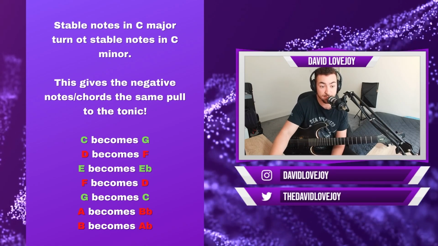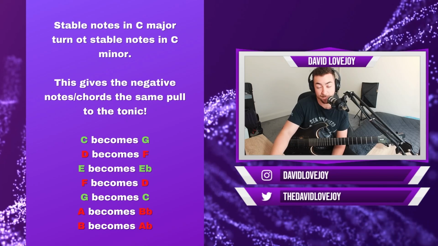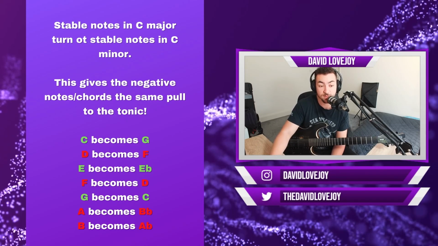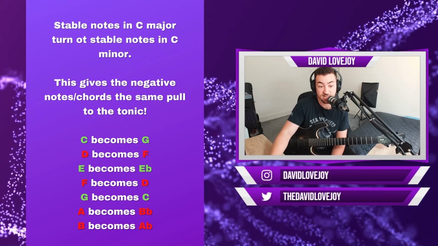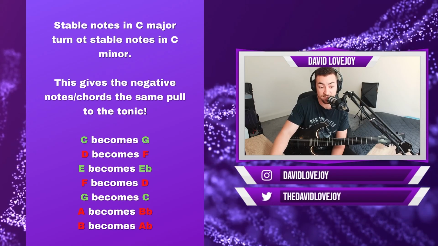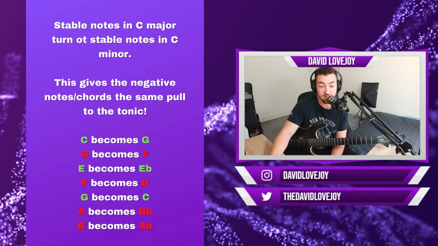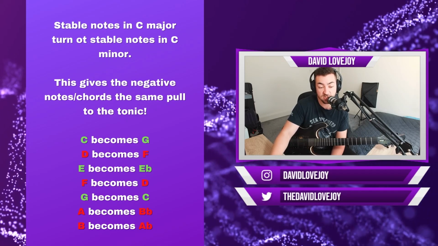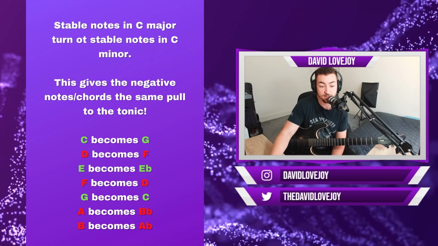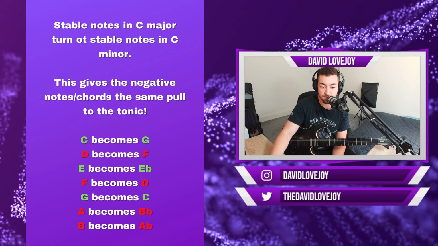So as you can see, C becomes G. They're both what you call stable notes. D becomes F. So D and F are both active notes. E and E flat are both stable notes. F and D are both active notes. G and C are both stable notes. A and B flat are active notes. B and A flat are active notes.